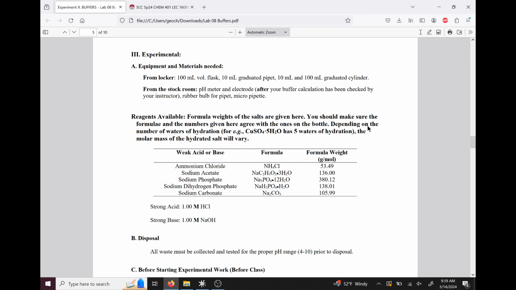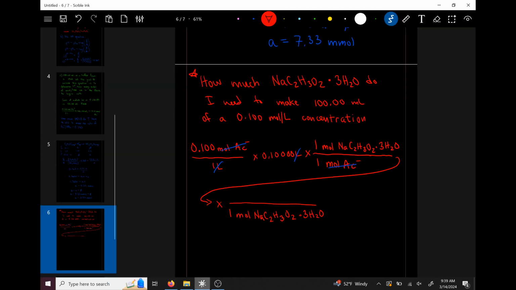So the molar mass of sodium acetate trihydrate is 136 grams per mole. So there's 136.00 grams of NaC2H3O2·3H2O. Let me erase that too. It looks kind of funny. And that oxygen, O2.